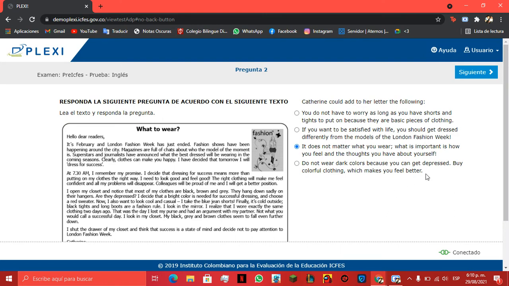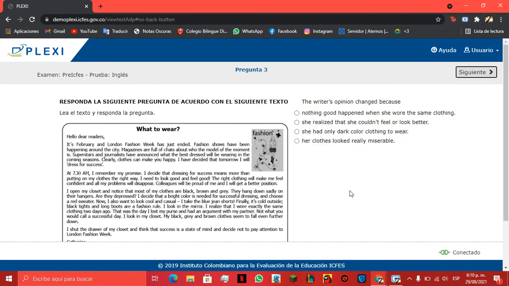Of course, it isn't the answer because maybe it can be seen from that point of view, but not necessarily. If you have dark clothes, you're not necessarily going to feel like that. So that's why I think C is the correct answer.